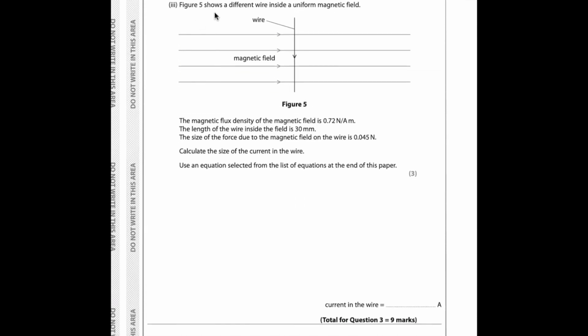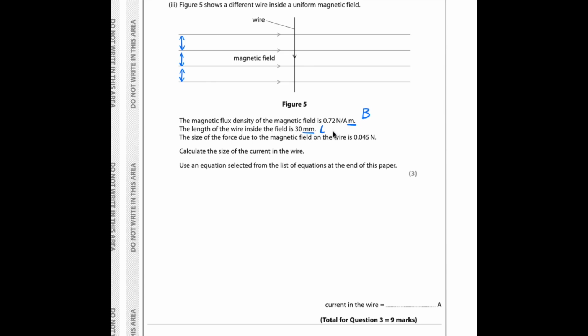Part 3. Figure 5 shows a different wire inside a uniform magnetic field. So uniform just means equidistant apart. The magnetic flux density of the magnetic field is 0.72, right, so that's B, magnetic flux density. The length of the wire inside the magnetic field is 30 millimeters. Right, this is a problem, because that's in meters and that's in millimeters. So we'll need to convert that.